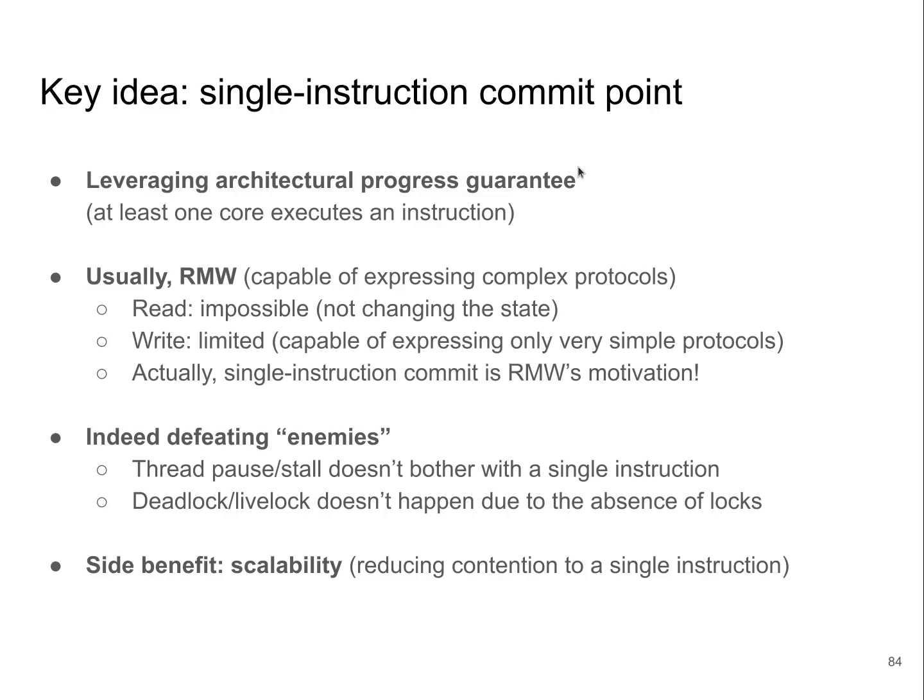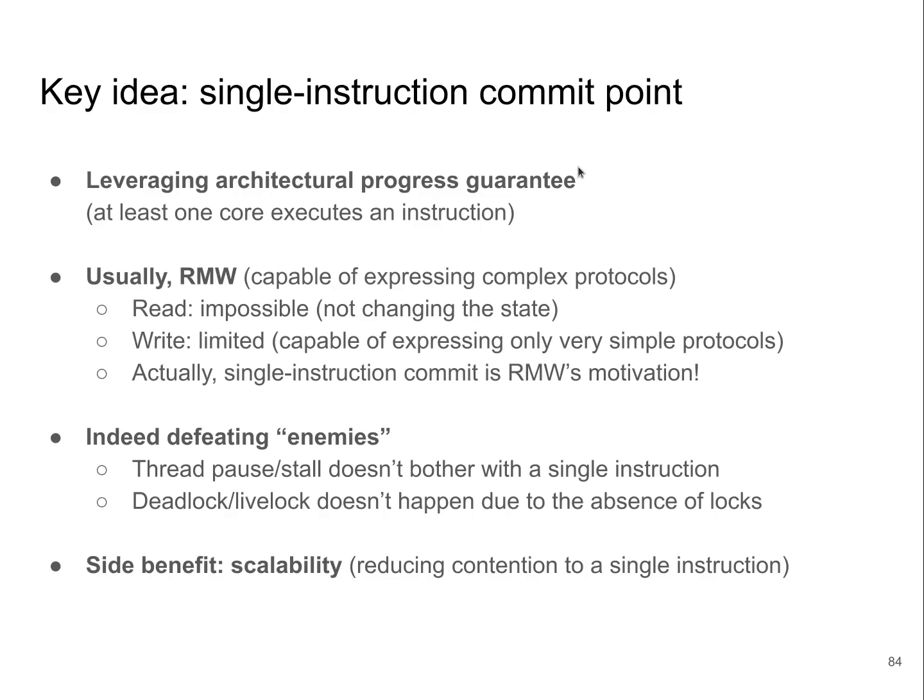So the architecture, the hardware, guarantees that if there are multiple CPU cores and there are multiple threads, then at least one of these threads or cores is able to execute the following instruction. And also, if the instruction is, for example, an RMW instruction that has success and failure, then the hardware guarantees that at least one of the cores will succeed in the RMW instruction. So it is guaranteed. It is a kind of progress guarantee. The architecture guarantees the progress of the RMW instructions.